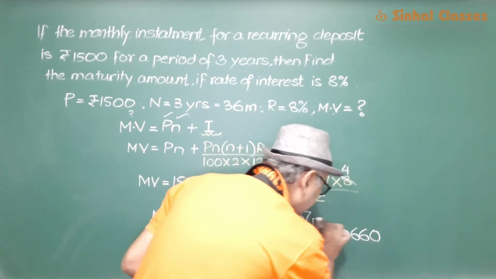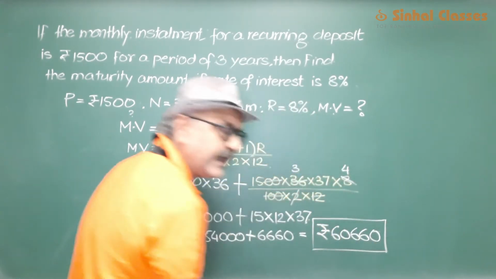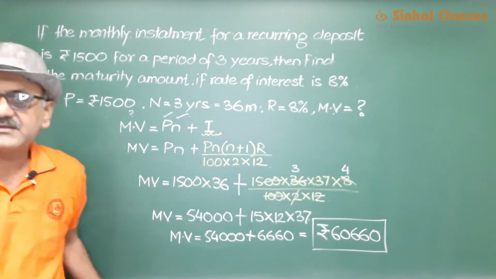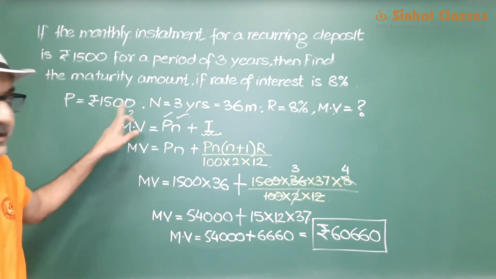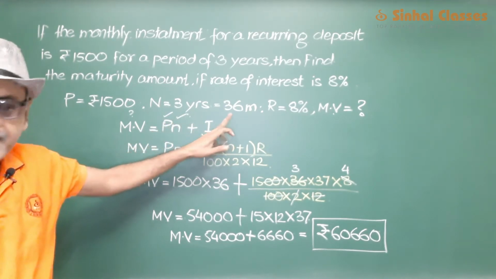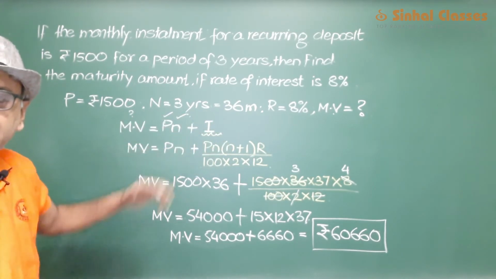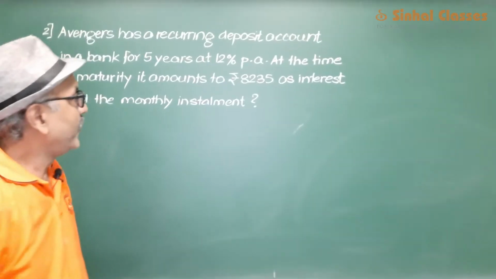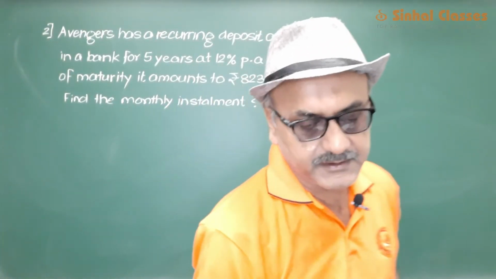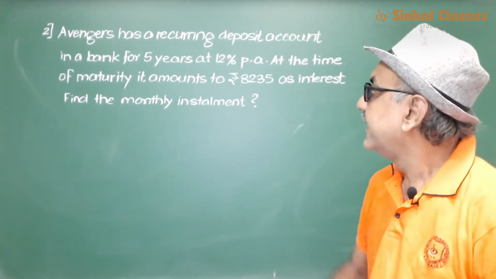60,660. बच्चों, यह है आपके बैंकिंग का पहला सम, जो आपने देख लिया कि सिर्फ आपको टर्म्स की वैल्यूज दी जाती है सम में. You simply have to use the formula, put the values and get the answer. First sum. Well guys, now let's get back to the second sum.